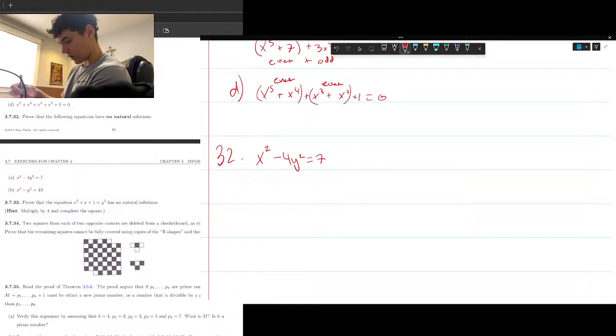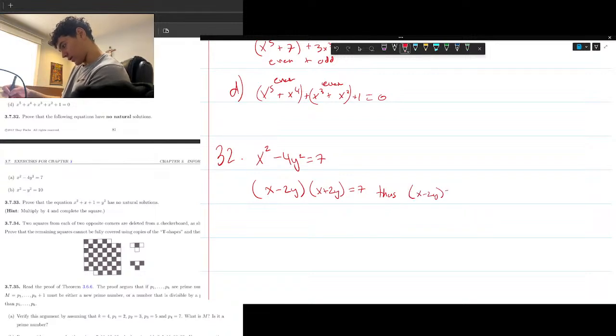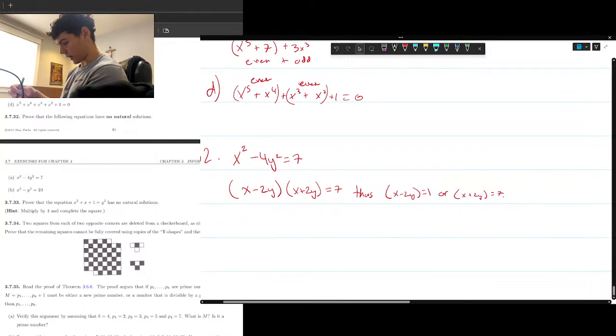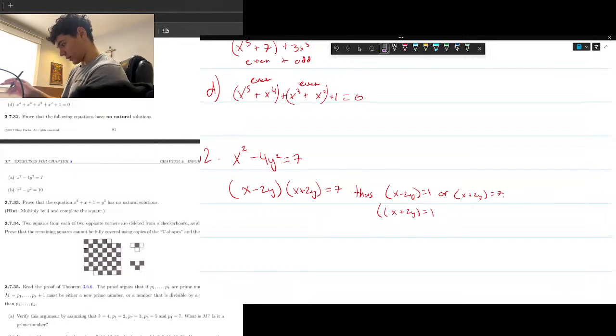So here we can factor it to be x minus 2y and x plus 2y is equal to 7. Thus, because it's prime, x minus 2y is equal to 1 and x plus 2y is equal to 7, or the other way around. I am not going to do both, because it's pointless for me to do both. If I do one, anyone watching should get the gist of it.